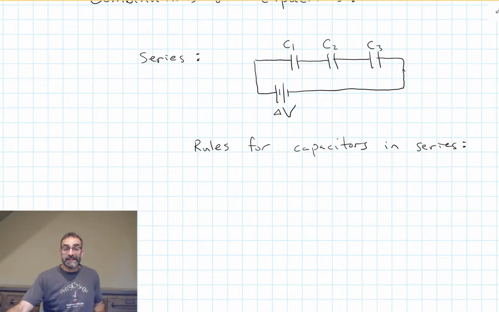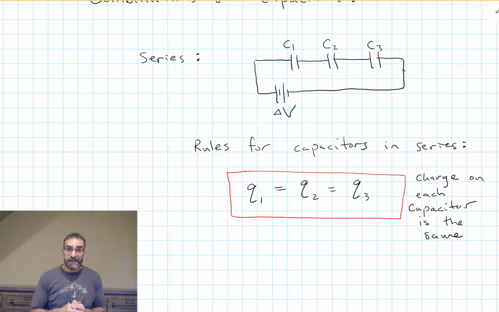In order to analyze circuits that have multiple capacitors, we need to understand there are some rules as to how capacitors behave when they're hooked up in series or in parallel. Let's start with series circuits. If our capacitors are hooked up in series, like I'm showing here, we know the charge on every capacitor has to be the same.